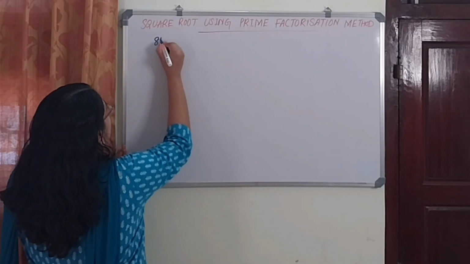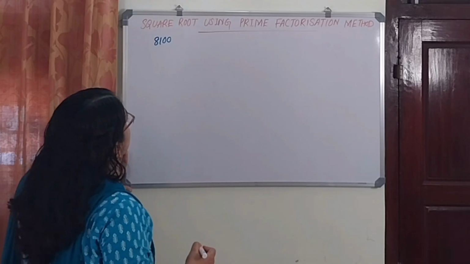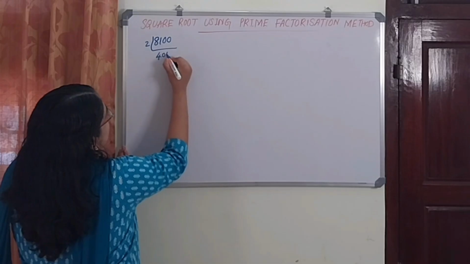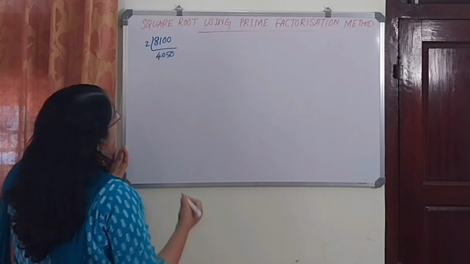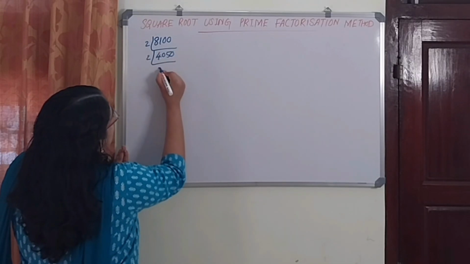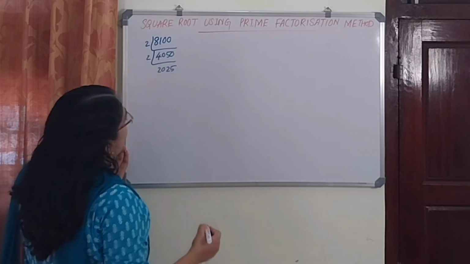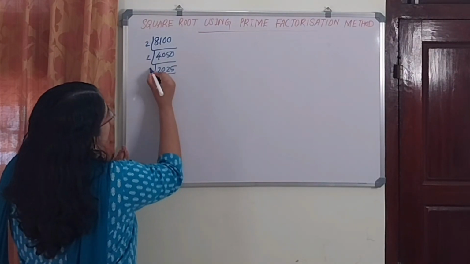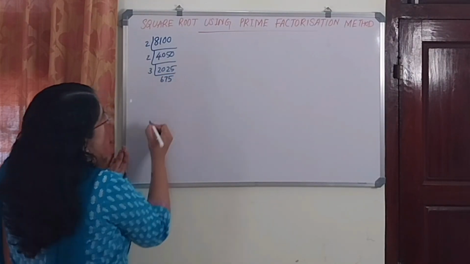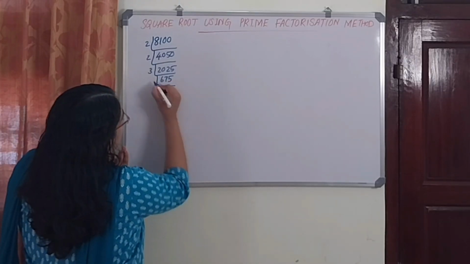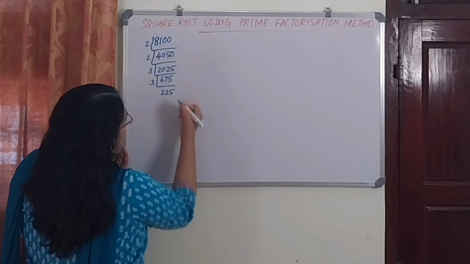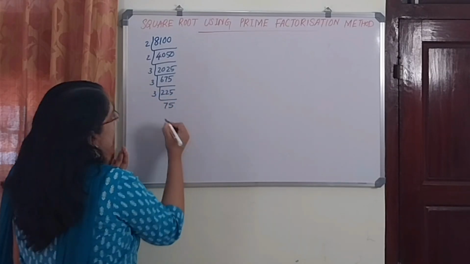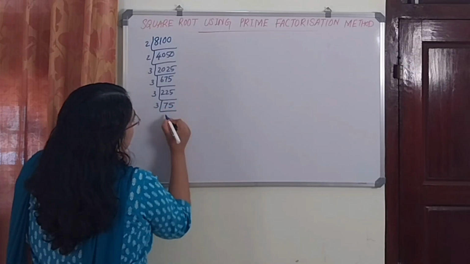The next example is 8100. It is an even number, so we can divide it by 2. We get 4050. Again we got an even number, so we can divide by 2. We get 2025. It is not an even number, so we cannot divide by 2, but it is divisible by 3. We divide by 3. We get 675. Again it is divisible by 3. We divide by 3. We get 225. Again it is divisible by 3. We divide by 3. We get 75. Again it is divisible by 3, we divide by 3, we get 25.